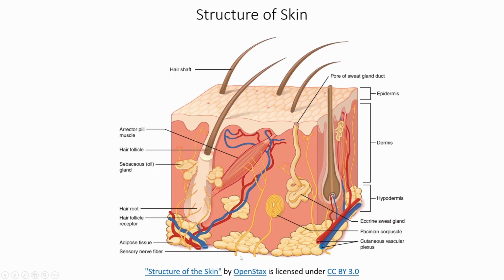And then we also have some nerve fibers, right? So this one's a sensory nerve fiber. And then over here we have the cutaneous vascular plexus, right? Cutaneous, we think skin, right? Vascular, we think blood vessels.